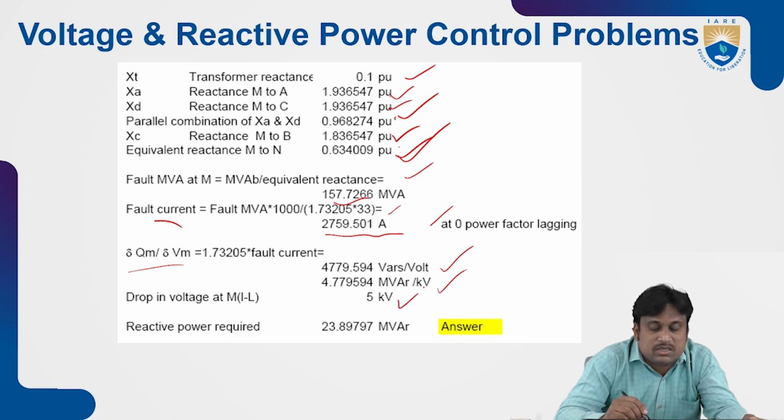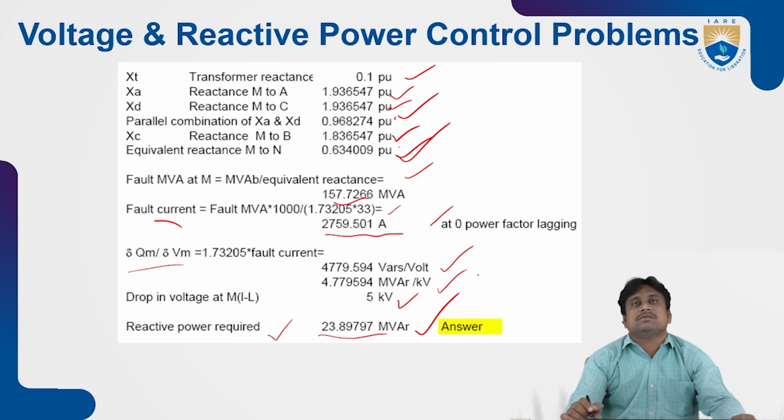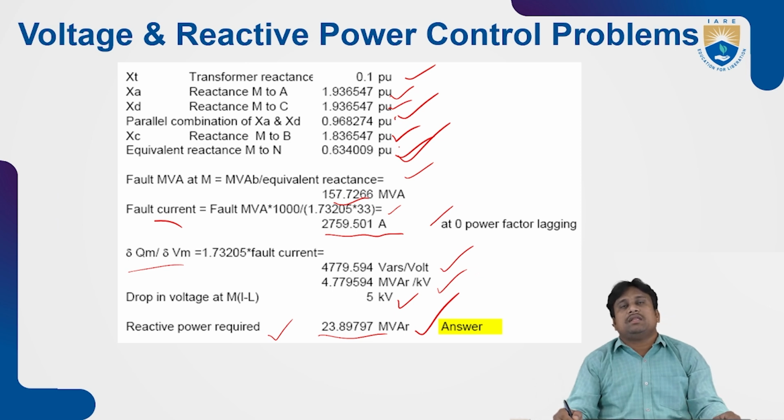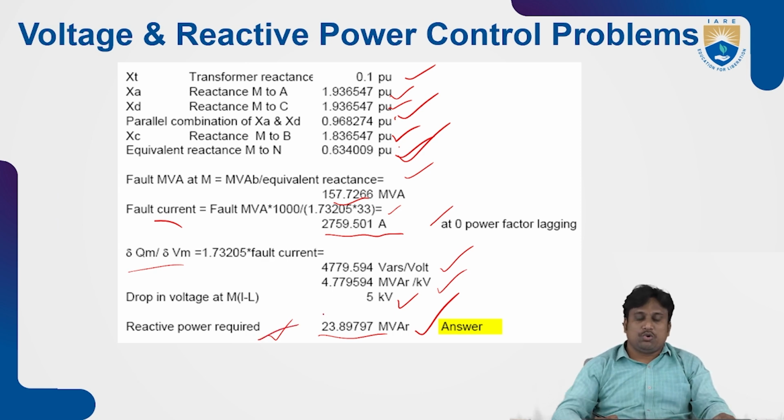So the drop in voltage at the line will be 5 kV. Now the reactive power required becomes 23.89 MVAR. So these are the parameter values that are calculated for the drop in voltage and the reactive power required.